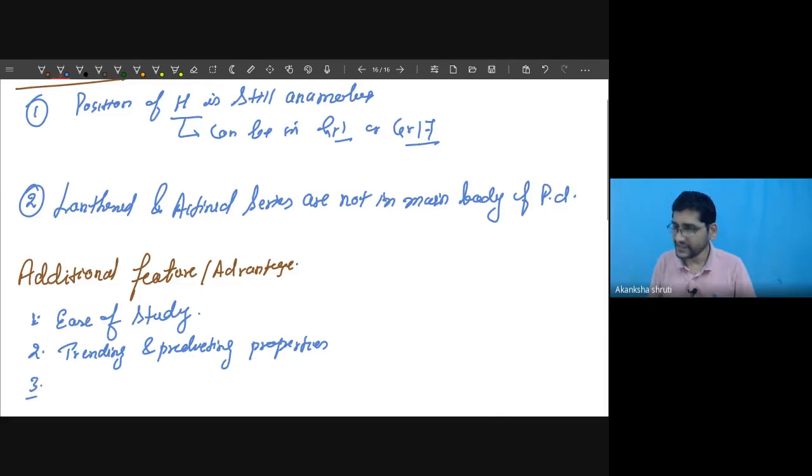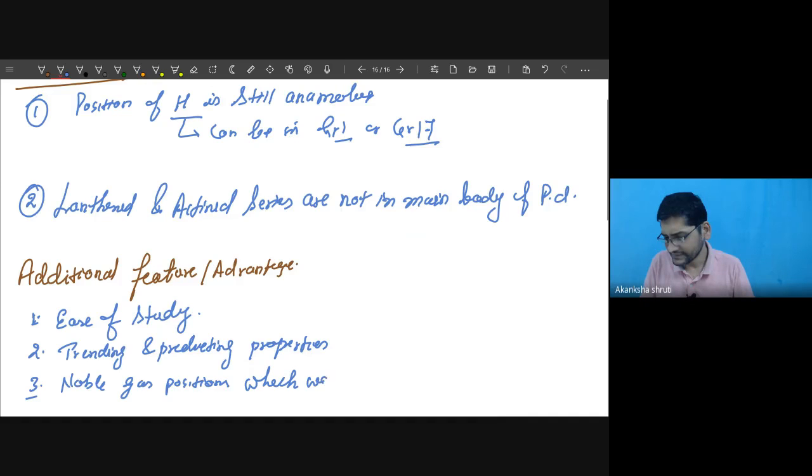The third one, easy position of noble gases. So noble gas positions, which were missing in all earlier periodic tables.